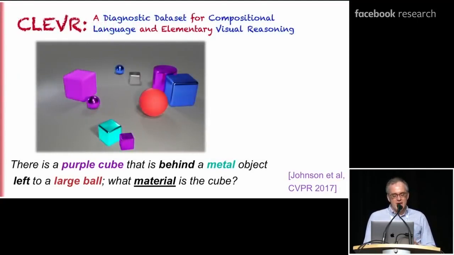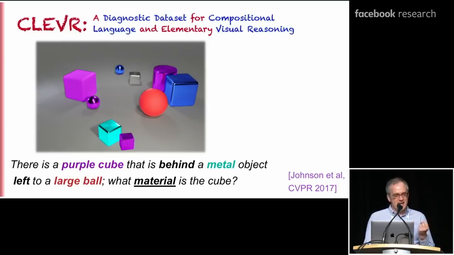So the task that I'm going to be looking at today as a concrete task is this CLEVR data set. It's an artificial visual question answering data set that was made by Justin Johnson while he was interning at Facebook AI Research. So here's an example of an image and a question. There is a purple cube that's behind a metal object left to a large ball. What material is the cube?